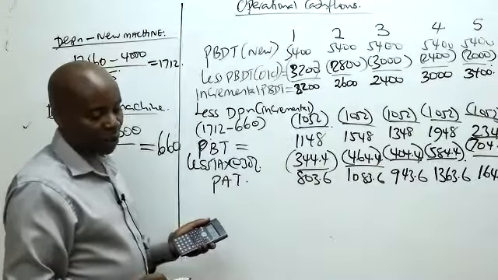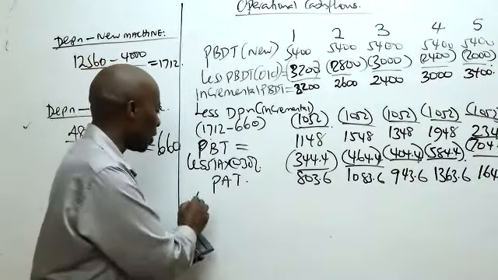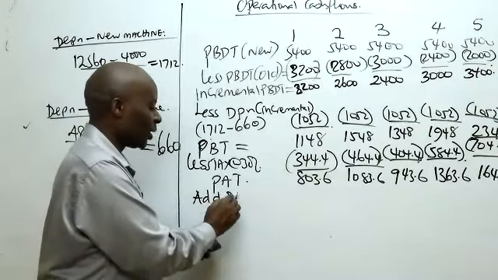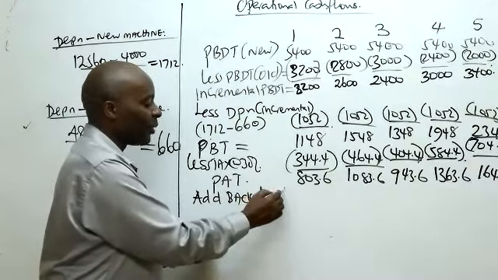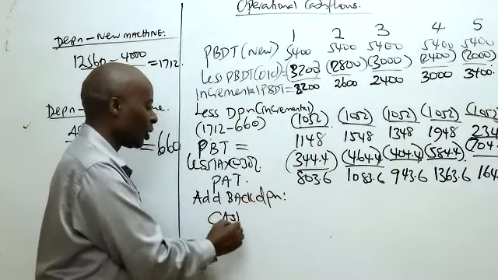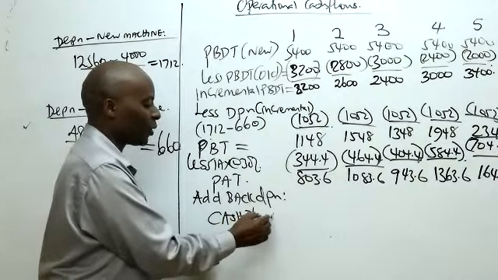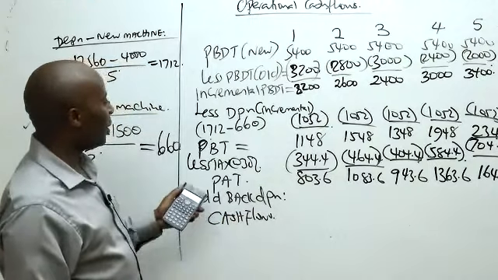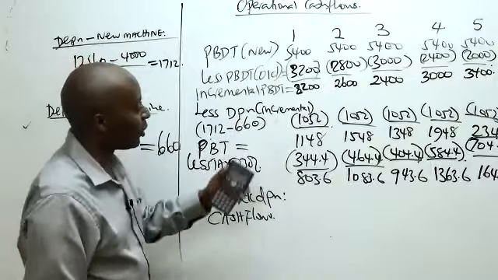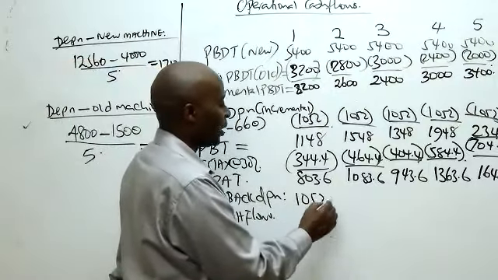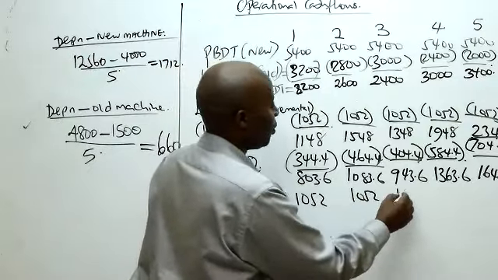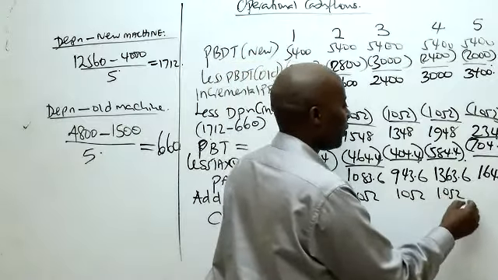After taxation. Profits after tax, to which we come and add back depreciation. The last thing, you add back depreciation for you to be able to get what we call the cash flows. So our depreciation amounts we already have, the incremental 1052, 1052, 1052, 1052, 1052.